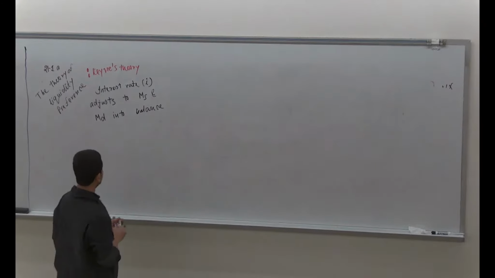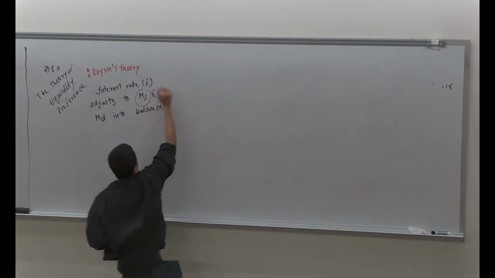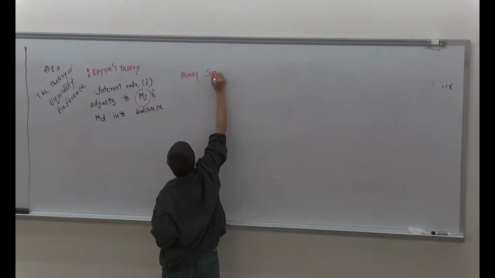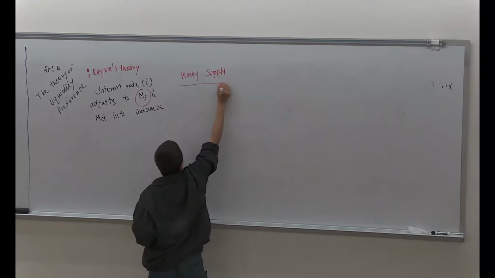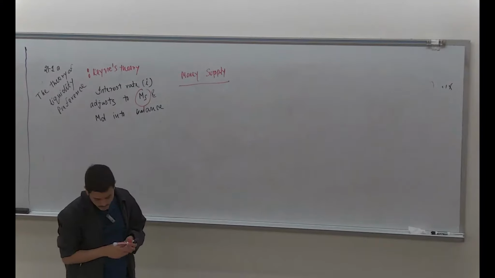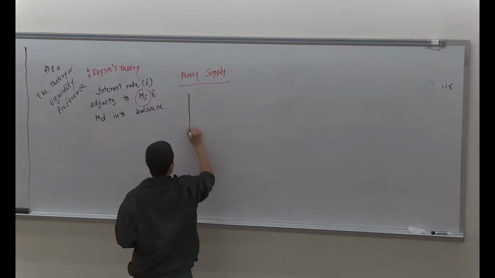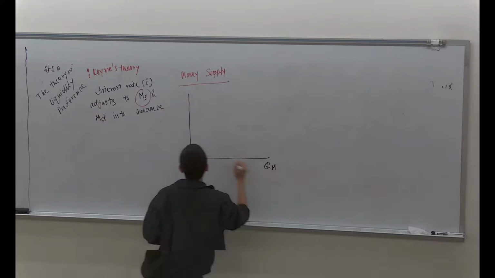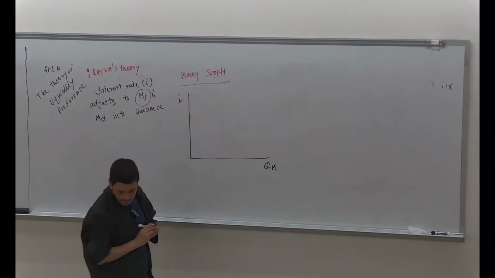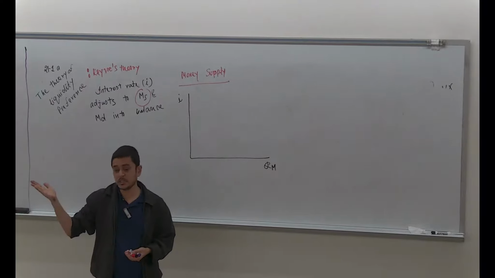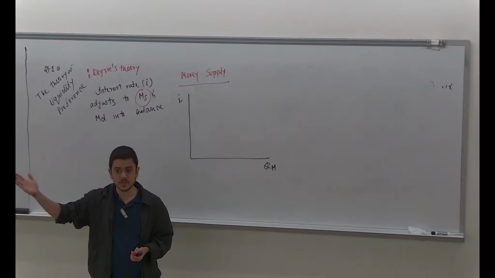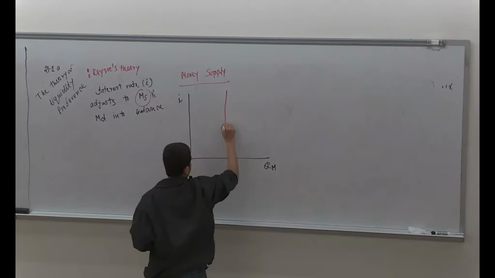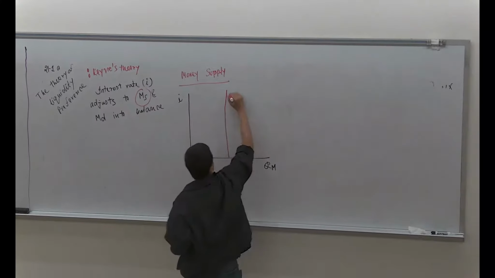Let's start with the money supply first. We'll talk about money supply, then money demand, and then we'll show you the equilibrium. So money supply is something like this. This is the quantity of money. This is the interest rate, and money supply is fixed, just a decision by the central bank. They can increase the money supply, they can decrease it. So this is money supply, and it is fixed.